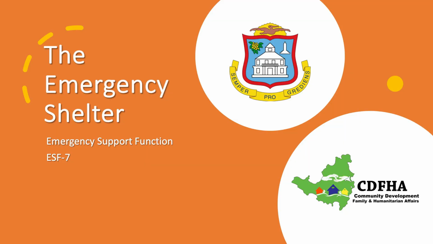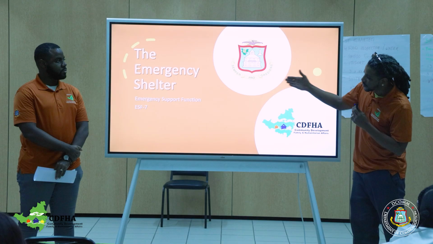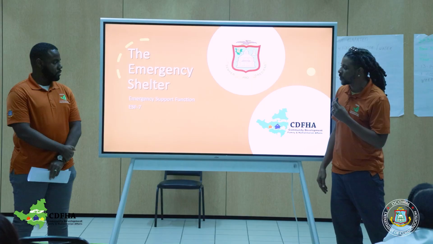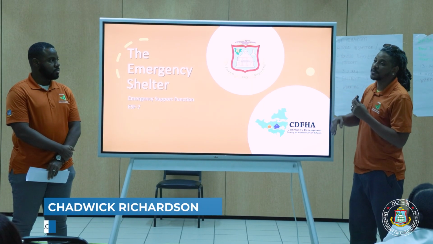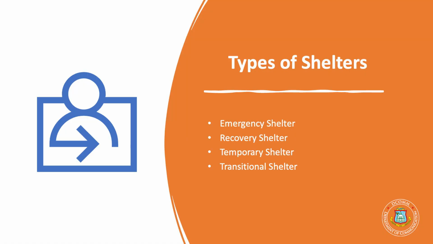Tonight we're doing shelter management, emergency shelters. During a disaster, our capacities change and we move to our emergency support functions, which is ESF 7. Okay, types of shelters. We have 4 types of shelters.